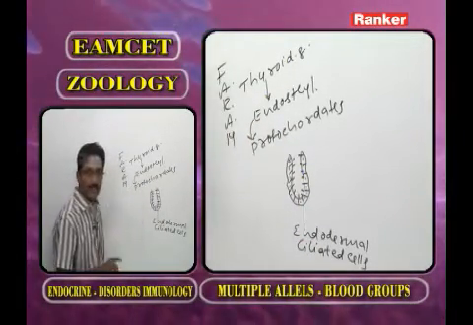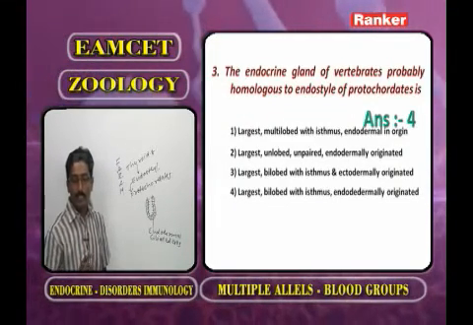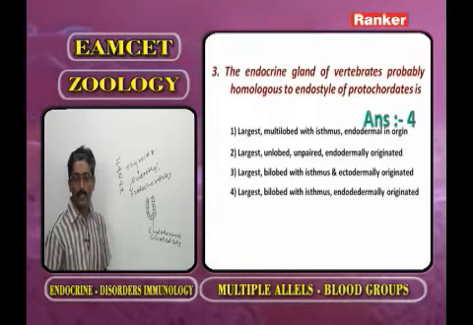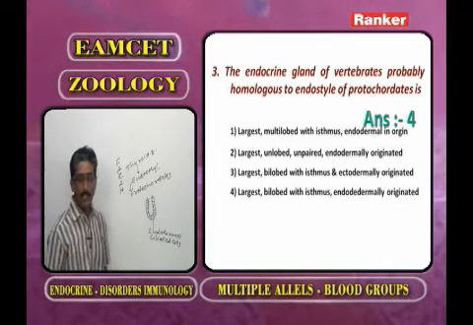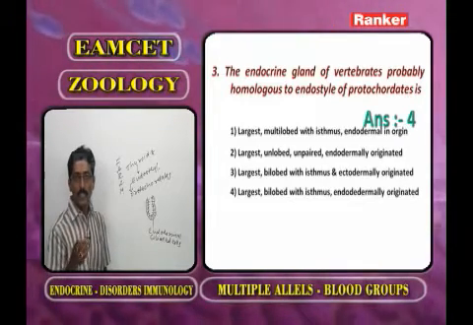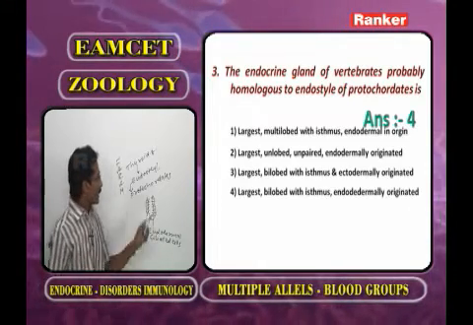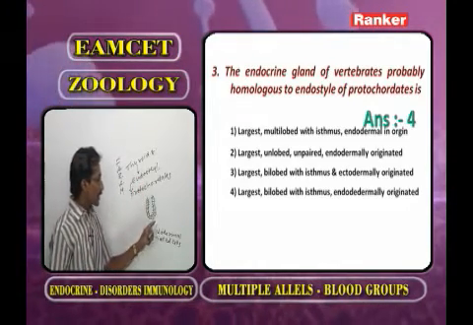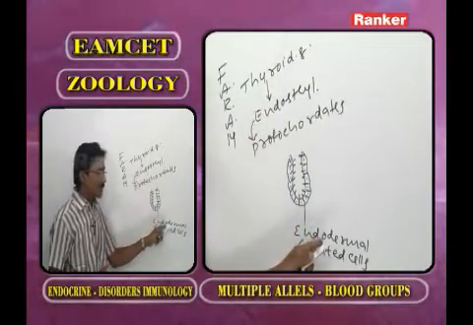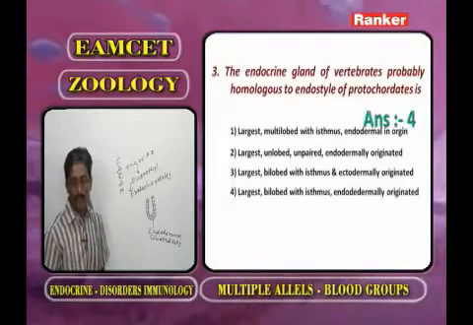Now, based on this information, you have to observe. The endocrine gland of vertebrates probably homologous to endostyle of protochordates is, no doubt, the thyroid gland, the largest. How many lobes are present? Two lobes. The two lobes are connected by isthmus. It is derived from the endostyle. The endostyle is derived from endoderm. So the thyroid gland is also derived from endoderm. So the fourth answer is correct. Now we go for the next question.